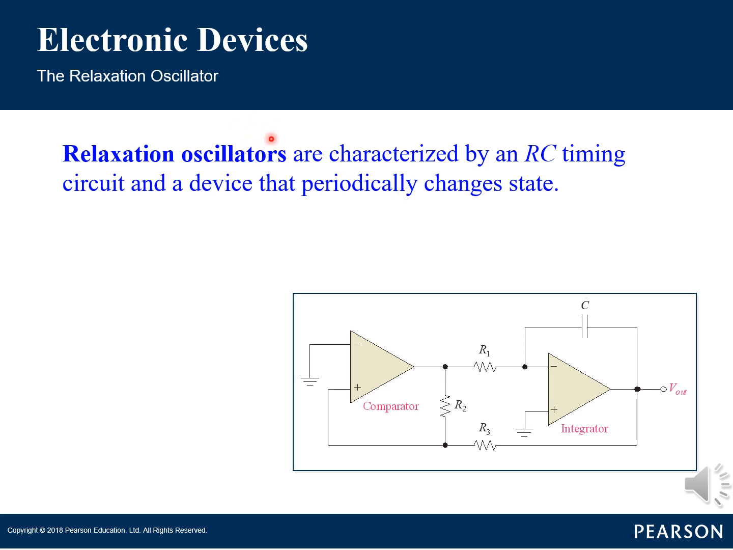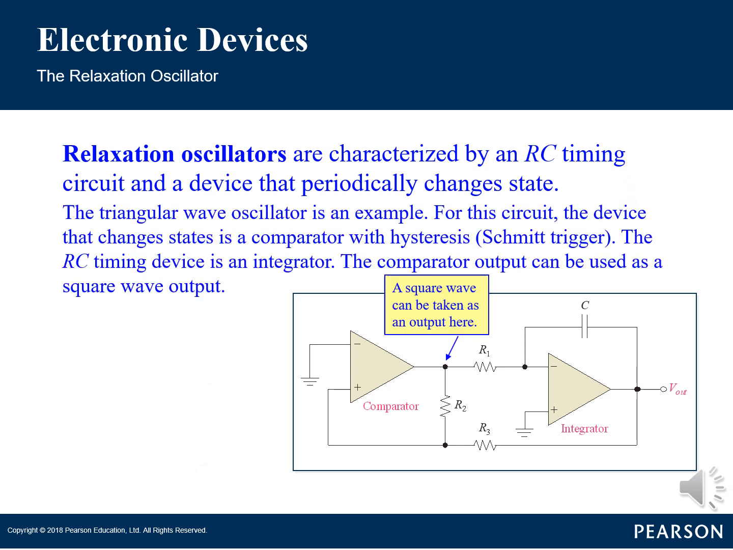Relaxation oscillators are characterized by an RC timing circuit and a device that periodically changes state. A triangular wave oscillator, for example, uses two op-amps. For this circuit, the device that changes states is a comparator with hysteresis, a Schmitt trigger. The RC timing device is an integrator. The operation is as follows.